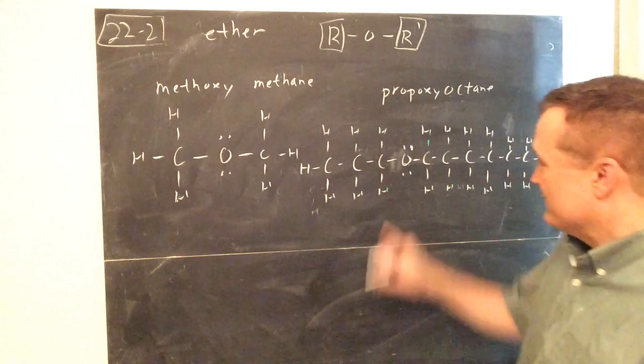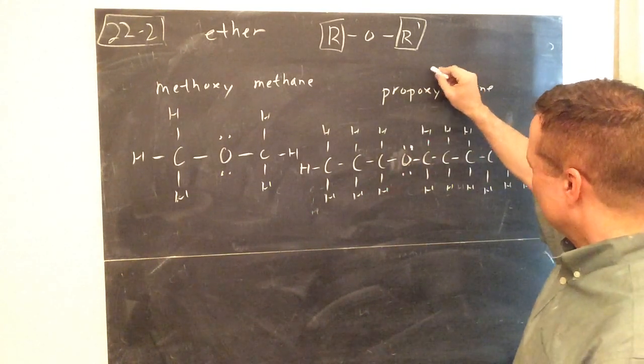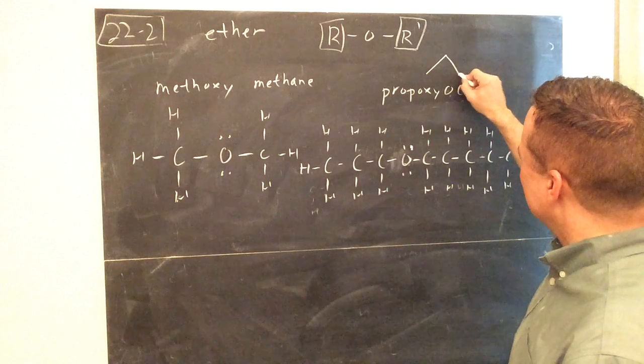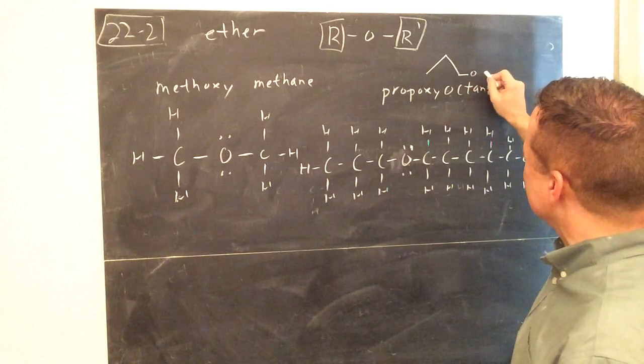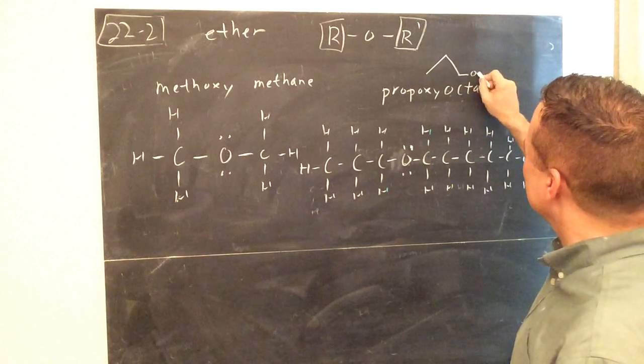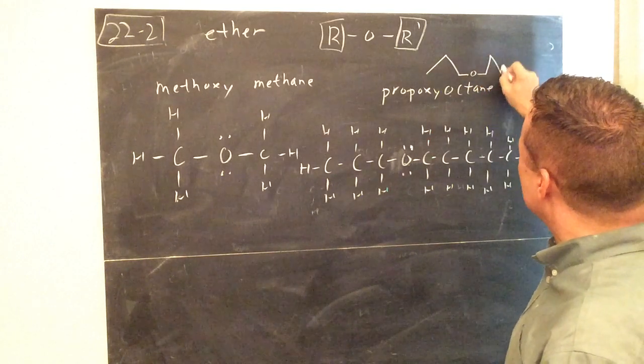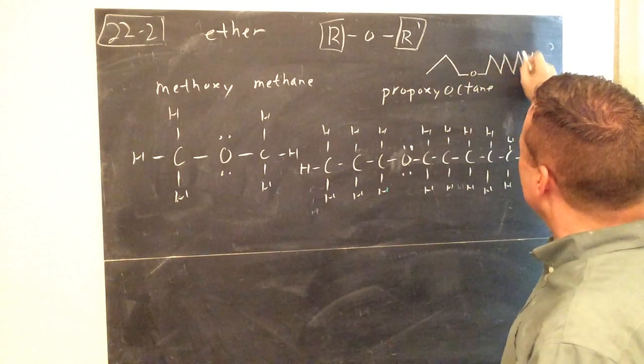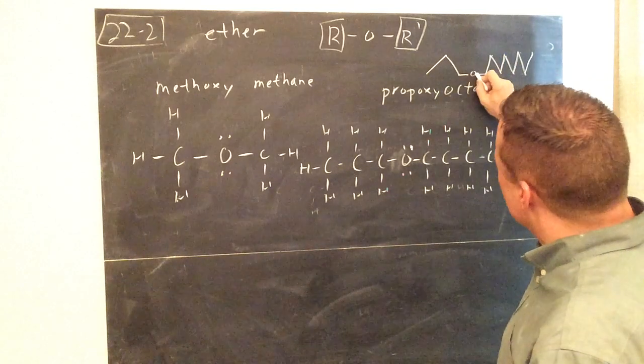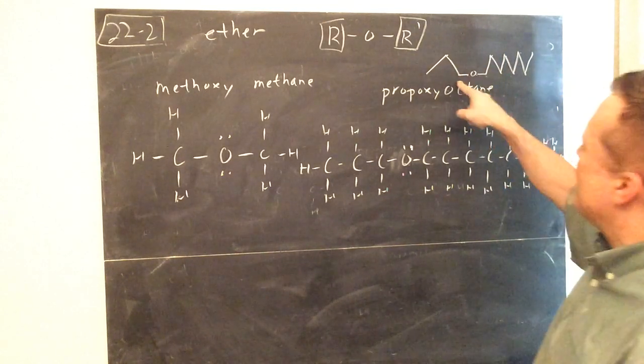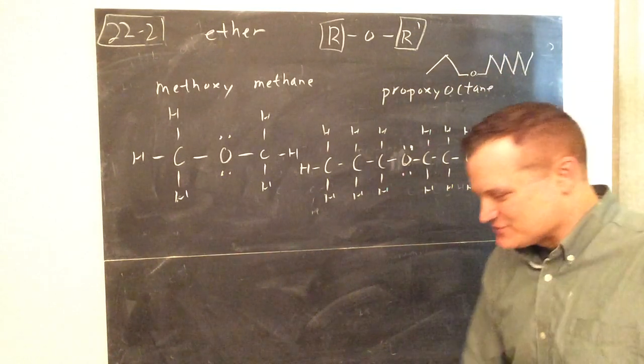Okay, and so it's easier. Methane, ethane, propane, oxygen there in between those two. Then 1, 2, 3, 4, 5, 6, 7, 8 to O. 1, 2, 3. Propoxyoctane. There's the little short version of that one.